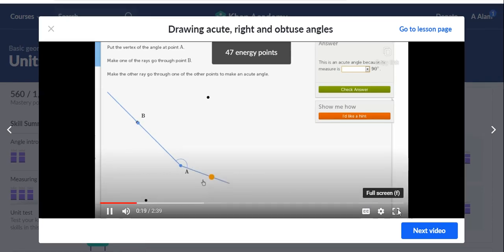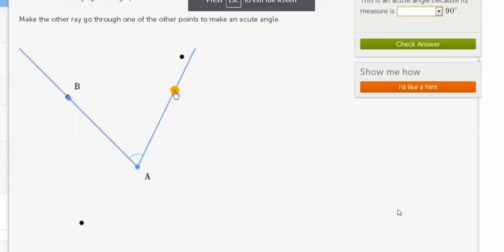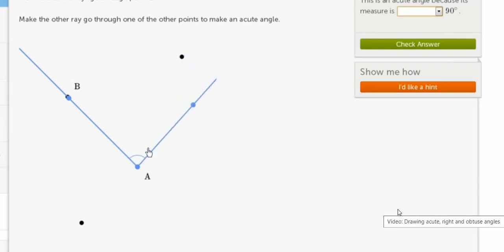And then we have to pick where to put the other ray to make it go through one of the other points. And we have to be very careful here because we have to look at this arc that shows which angle the tool is actually measuring. Because we might be tempted to do something like this, thinking that maybe this is the angle that we're thinking about, but the tool thinks we're referring to this outer angle right over here, this larger, huge angle. This angle right over here is well over 180 degrees.